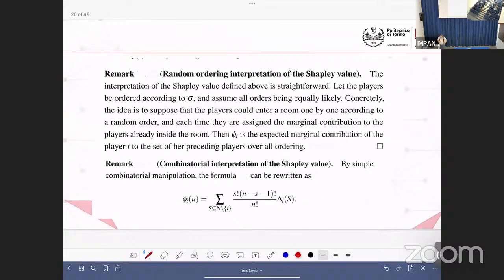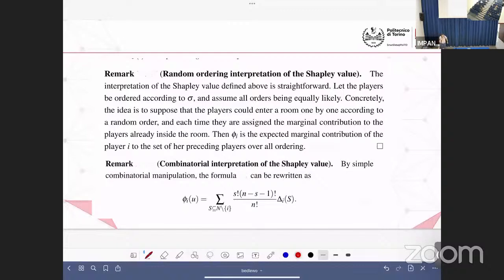So practically the idea is the following. I change the page so we look at this. Imagine your players entering a room in random order. You make all possible entries, and then you measure how much I contributes when added, as the one entering at that stage. Okay, so three people enter, then I enter. Two people enter, then I enter, and so on. And you do it in all possible ways. And it is easy to see that combinatorially it becomes this way.